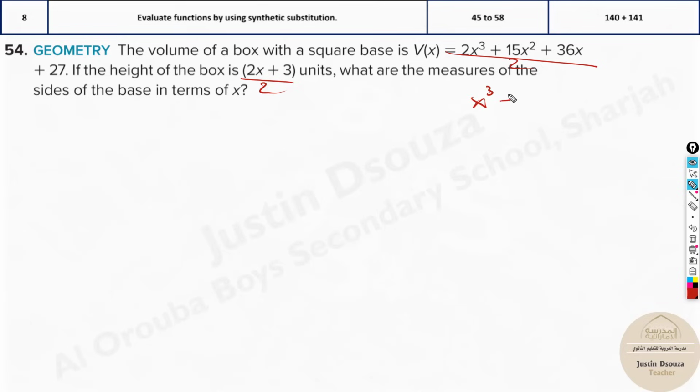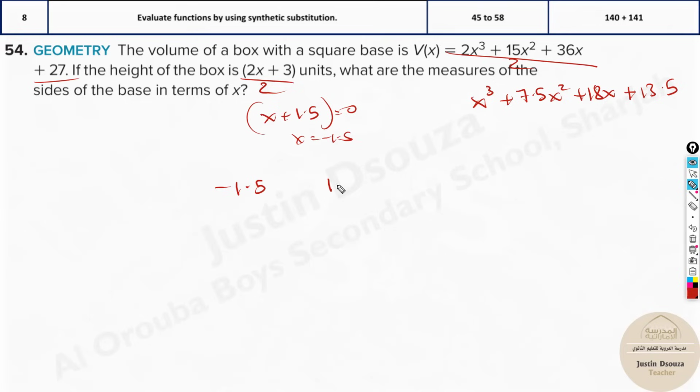It'll be x cubed plus 7.5 x squared plus 18x, and over here also, 26 becomes 13.5. And what about over here? x plus 3 by 2 is x plus 1.5. So now I will do minus 1.5. Why? Because x plus 1.5 equals 0, so x is equal to negative 1.5. And then what do we write? 1, 7.5, 18, 13.5.